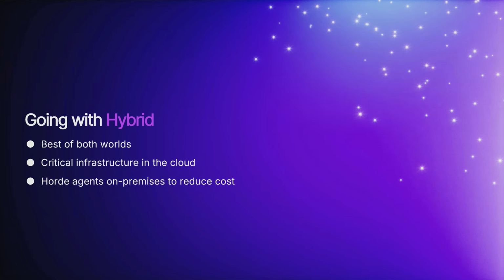So going with hybrid, it's not really going to be the cheapest option, but it can give us the best of both worlds. By putting our critical infrastructure in the cloud, we can be more confident in its stability. And by putting our agents on premises, we can save some money by buying hardware up front or repurposing hardware that we already own, rather than paying ongoing fees for high-spec cloud servers.